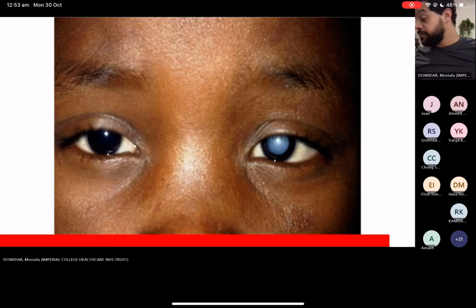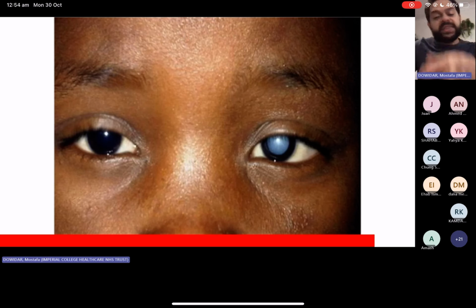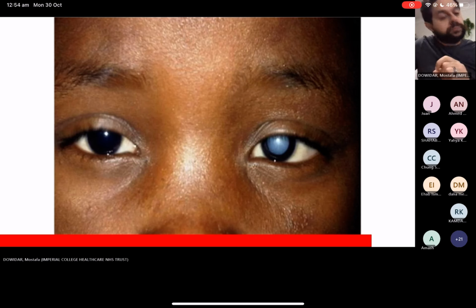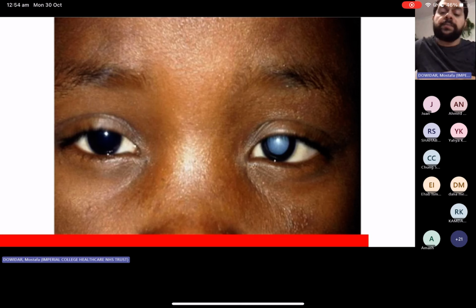So causes of leukocoria can include retinoblastoma, a congenital cataract. This child looks a bit older than congenital, so might also be an acquired cataract. Persistent fetal vasculature, Coats disease, retinal detachment, or any other posterior segment lesion. In rare cases, Toxocara. And in that case, what do you think the diagnosis is? So this looks like a congenital cataract, possibly. Or acquired, we don't know. There's no history.